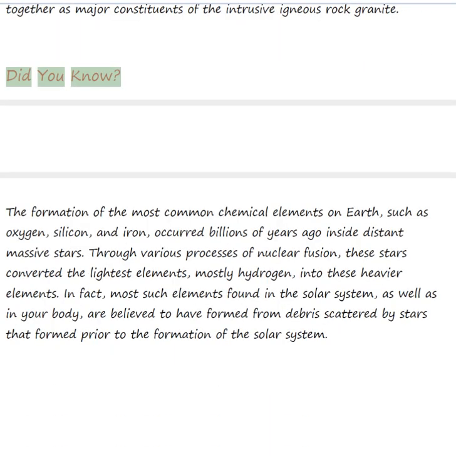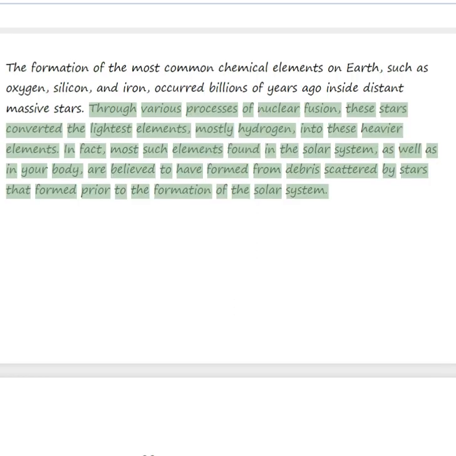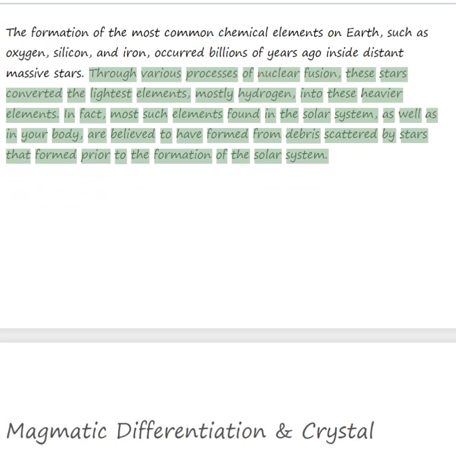Did you know? The formation of the most common chemical elements on Earth, such as oxygen, silicon, and iron, occurred billions of years ago inside distant massive stars. Through various processes of nuclear fusion, these stars converted the lightest elements, mostly hydrogen, into these heavier elements. In fact, most such elements found in the solar system, as well as in your body, are believed to have formed from debris scattered by stars that formed prior to the formation of the solar system.